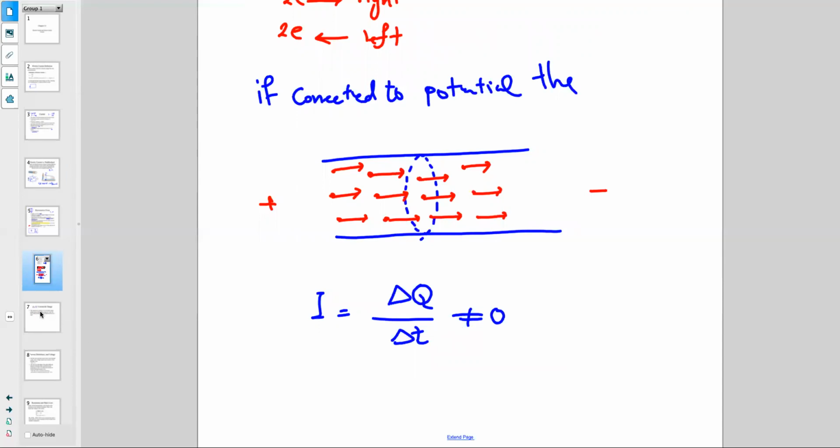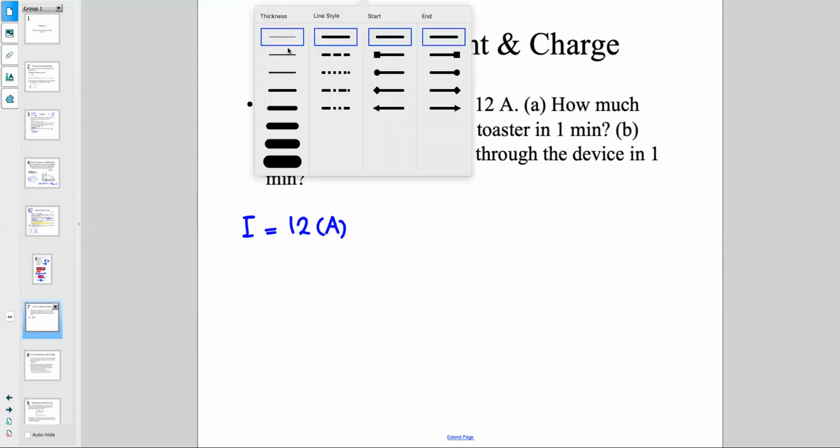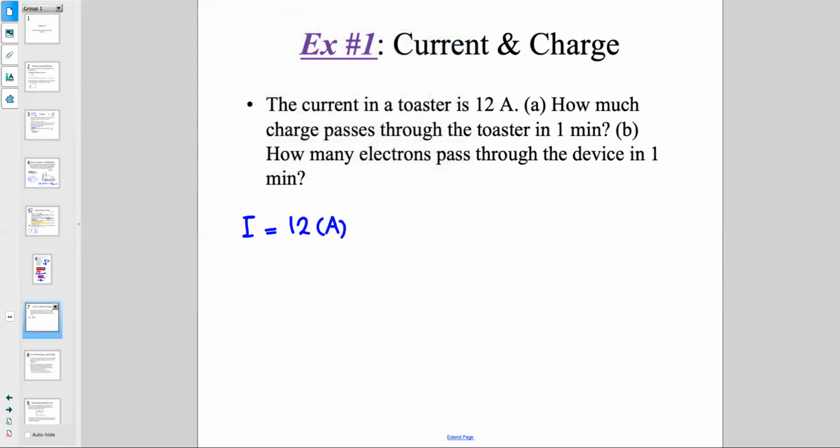Okay, let's take a look at this example. The current in a toaster is 12 amperes. So I is 12. And how much charge passed through the toaster in 1 minute? What this 12 is telling me is that I have 12 coulombs per second. This is exactly what it means, coulomb per second is ampere. Now I want to know how much charge in 1 second we'll have: 12.